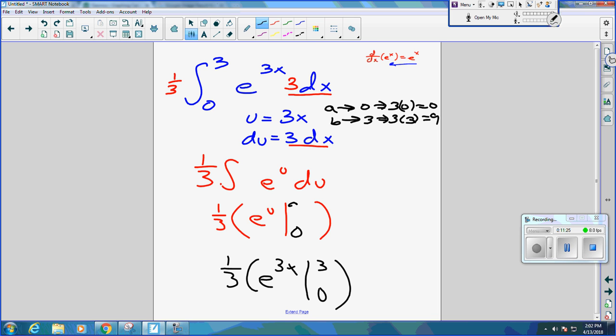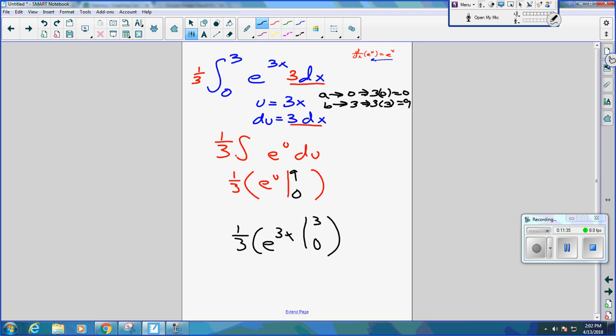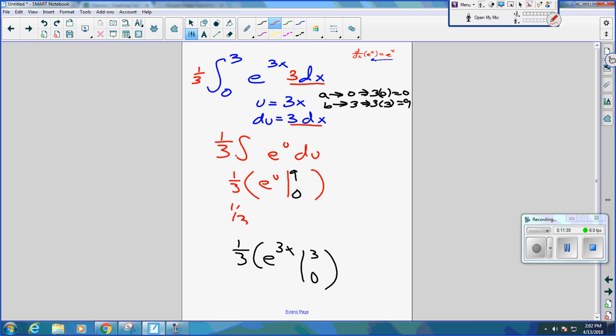I'm going to change the limits of integration to 0 to 9 and not resubstitute 3x for u. And then I can quickly do the red integration in 1 second. It's 1/3 of e to the 9th. E to the 0 is 1, and there's my answer.